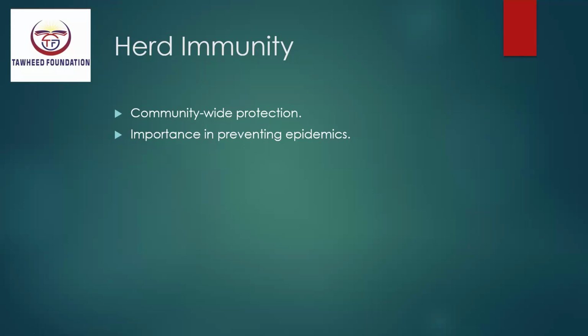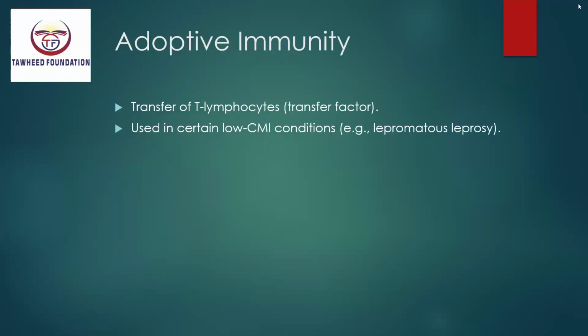Herd immunity may not be strong in a community against all pathogens. So herd immunity develops following effective vaccination against some diseases like diphtheria and pertussis vaccine, measles, mumps and rubella vaccine, polio OPV vaccine, and smallpox vaccine. Last is adoptive immunity. Adoptive immunity is a special type of cell mediated immune response which develops following injection of immunologically competent T lymphocyte known as transfer factor. It is useful for treatment when the CMI is low, that is in lepromatous leprosy.